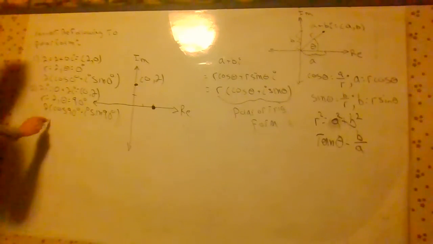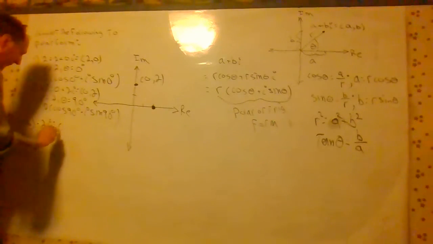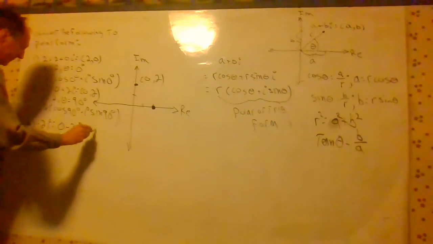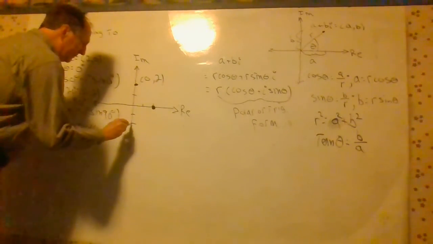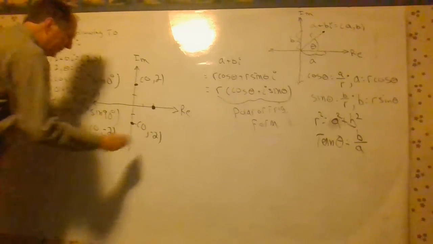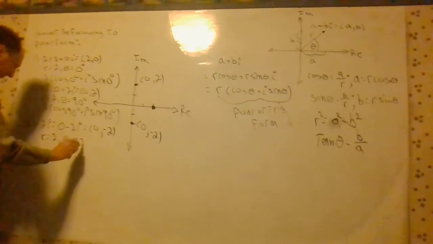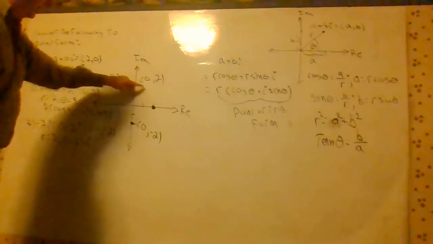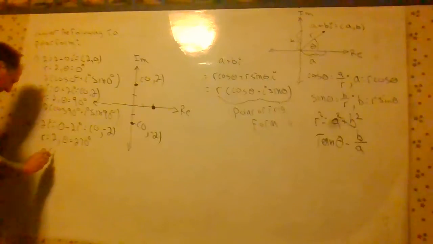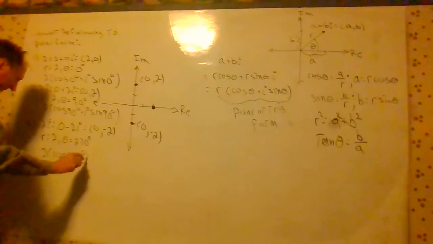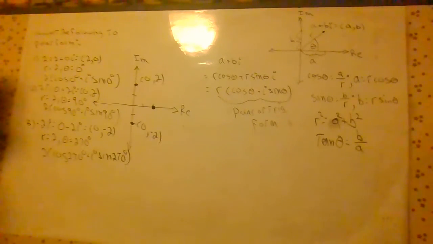Problem 3: negative 2i. Negative 2i, that's 0 minus 2i, which is the point (0, negative 2). That's down here. r equals 2, theta is 270. We're coming all the way around here. And so we have 2 times cosine 270 plus i sine 270.